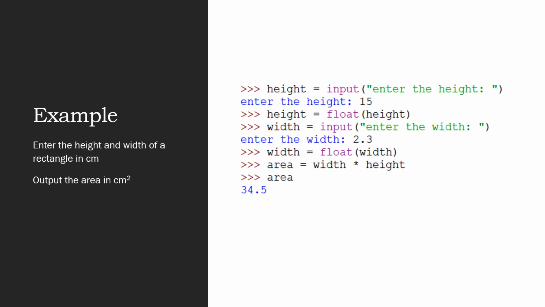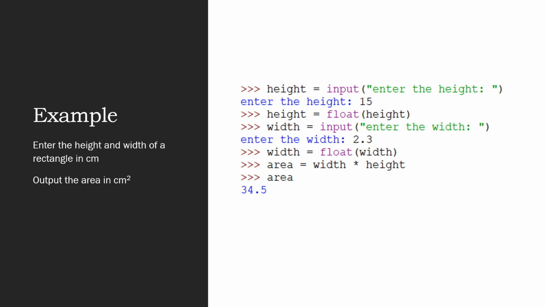Here's a complete worked example. This is a series of commands I've entered into the Python shell. I've taken the user input and stored it as a value called height. I've taken the user input again and stored it as a value called width. I've converted them both into the float data type, and then I have multiplied width by height and stored it as a variable called area. And because I input the values 15 and 2.3, my resulting area is 34.5.